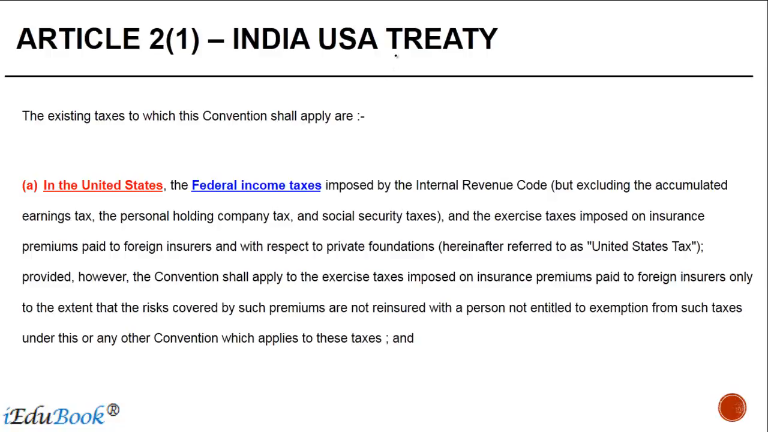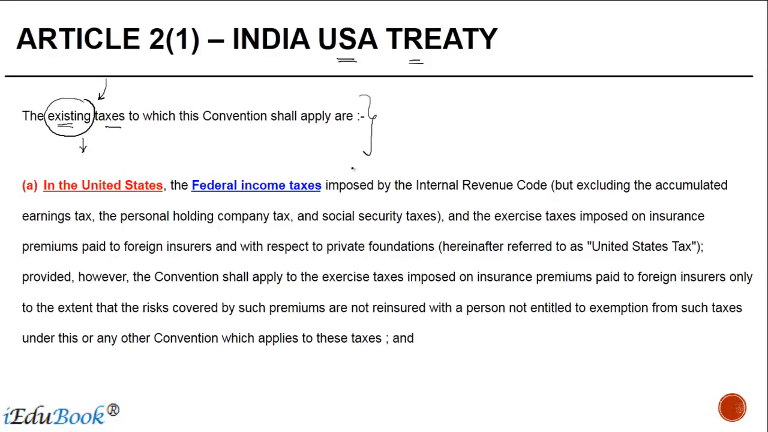Let us look at one more treaty, which is the India-US Treaty. It reads as under: the existing taxes. Now mark the word existing. What this means is that when you are applying a convention, right, the tax which has to be applied is something which should exist on that date. If there is a tax which is proposed to be levied in future, that is not covered as a part of the Article 2.1. The existing taxes to which this convention shall apply are, now this is another way in which it is represented.